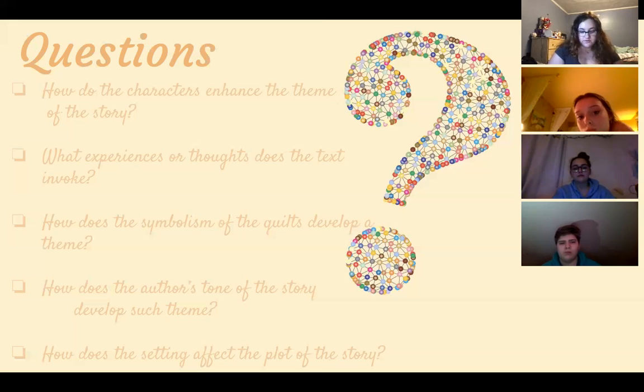Question 4. How does the author's tone of the story develop such theme? Conflict between Dee and Maggie shifts Mama's actions into not wanting to allow Dee to have the quilts, for she's not ready to embrace her heritage. And finally, question 5. How does the setting affect the plot of the story? By having the setting of the story in a rural shack where Maggie and her mom live, readers can see how Dee's attempt to appropriate their everyday items is ridiculous.